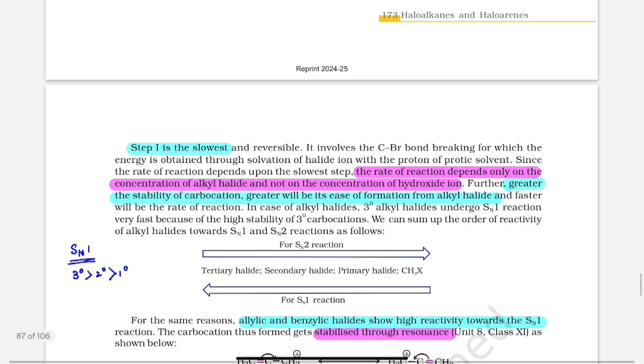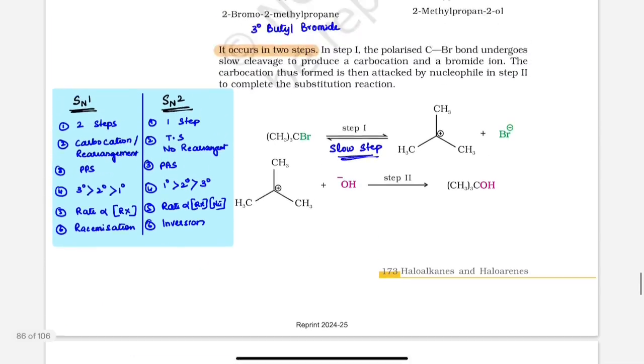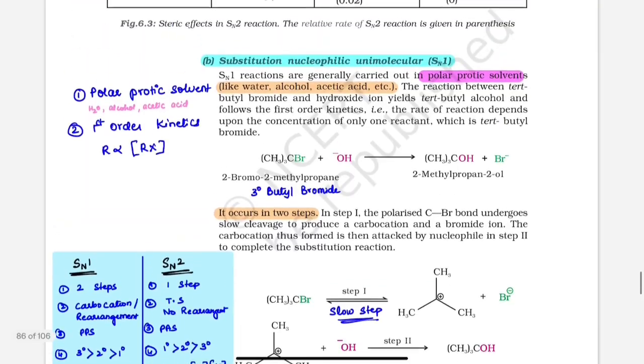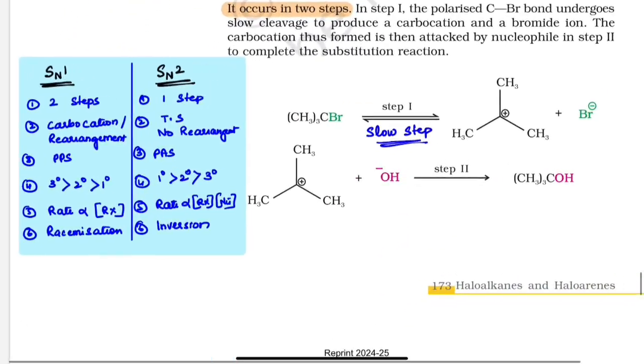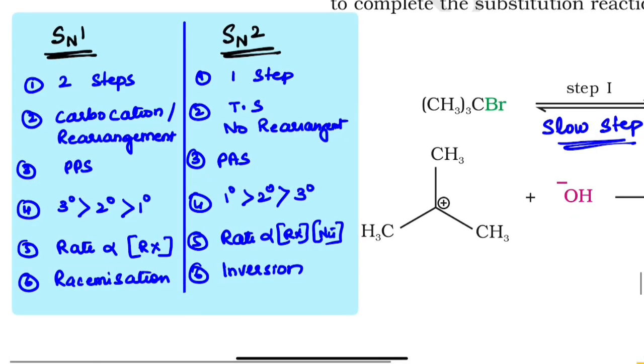Here you can see step 1 is the slowest and it is reversible. It involves the C-Br bond breaking, for which the energy is obtained through solvation of the halide ion with the proton of the protic solvent. So in the SN1 reaction we are going to use a polar protic solvent. I have written the difference as well. You can go through this.